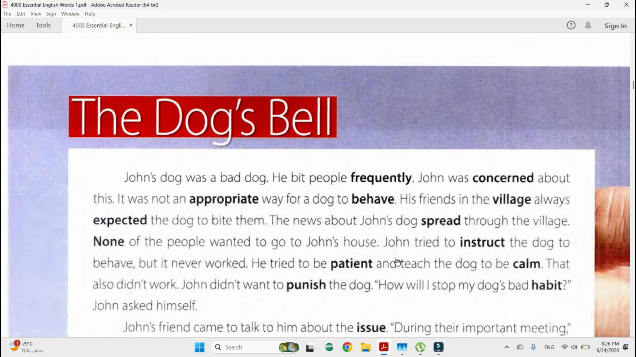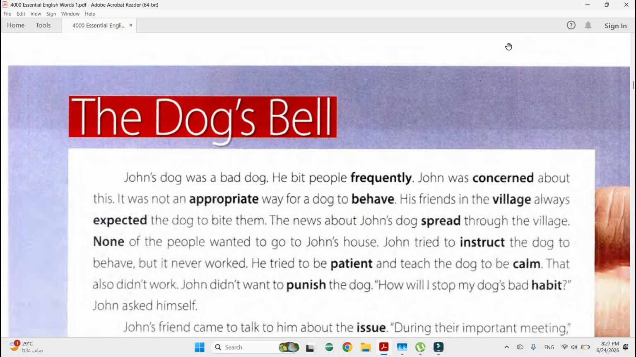The news about John's dog spread through the village. None of the people wanted to go to John's house. John tried to instruct the dog to behave, but it never worked. He tried to be patient and teach the dog to be calm. That also didn't work. John didn't want to punish the dog.